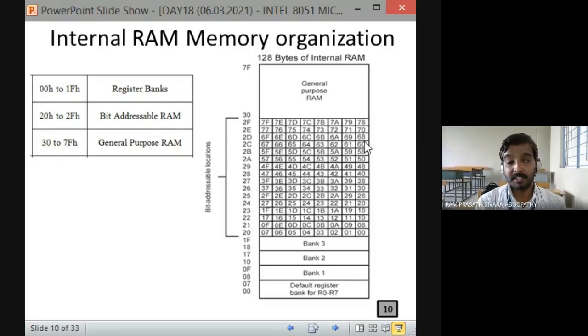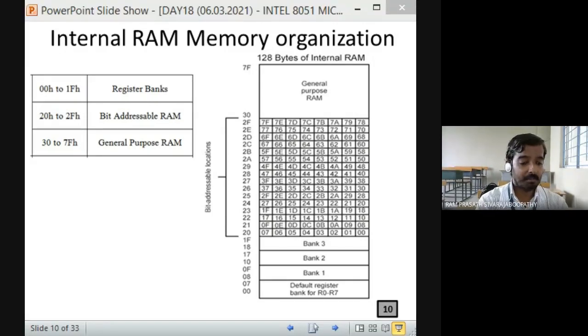Can you type it in the chat? How many bits do we have within this area? 128 bits, very good. How 128 bits? We have 16 RAM memory locations multiplied by 8 bits in each memory location. So we have 128 bits in total. Is it clear to all of you?